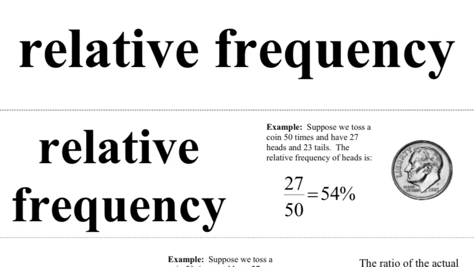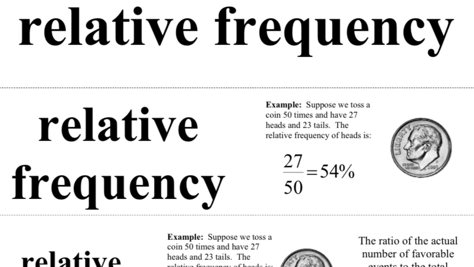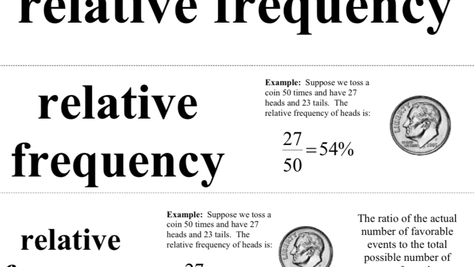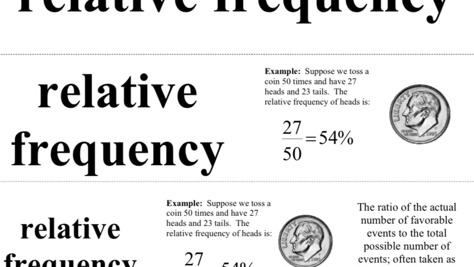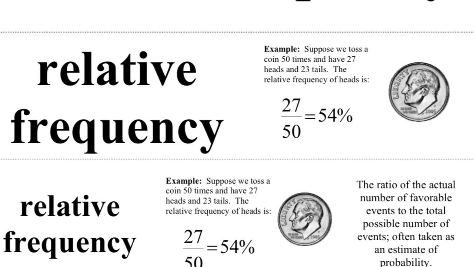Relative frequency is a percent used to describe probability or how much of something you have. For example, if I survey 50 people and 20 people like chocolate milk, then the relative frequency of the people who like chocolate milk is going to be 40%.